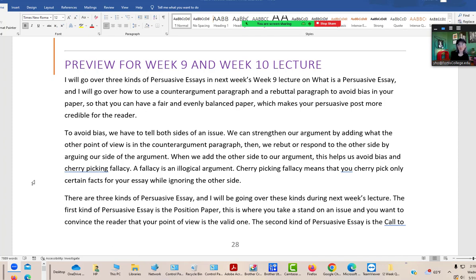And then if you're able to show that you can rebut the other side, that means you show to the reader that your argument is valid because you're able to say to the other side, you're wrong. Because the purpose of a persuasive essay is to persuade the reader that only your side is correct. And so when we add the other side to our argument, this helps us avoid bias and cherry-picking fallacy. We'll go over all of that in week 10.